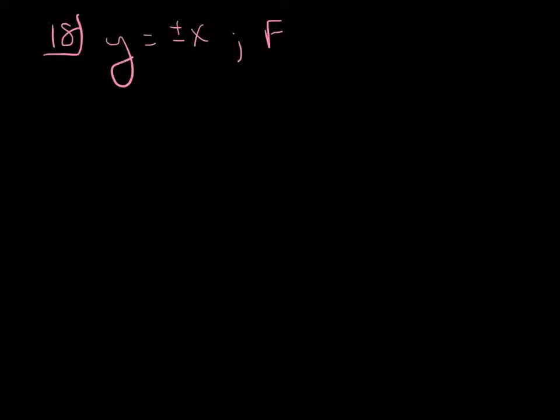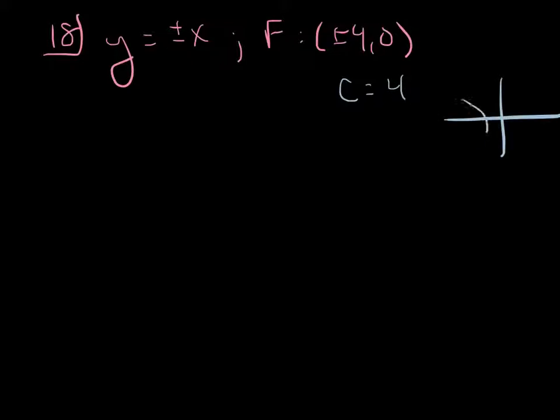All right, let's look at 18. 18 tells us we've got asymptotes y equals positive/negative x, and we've got foci of (±4, 0). So that tells us what? c is equal to 4. Since it's the x, we know it opens left and right.